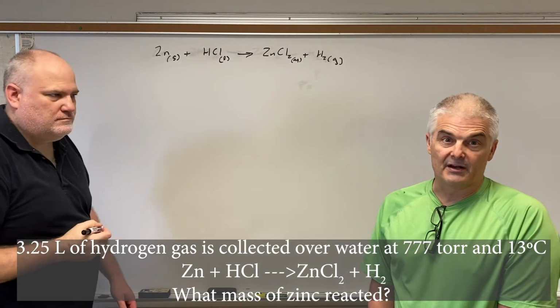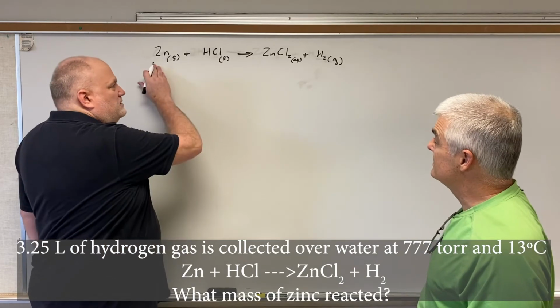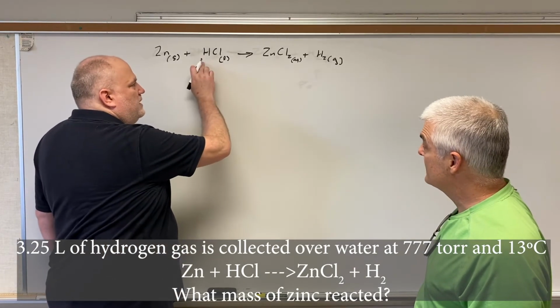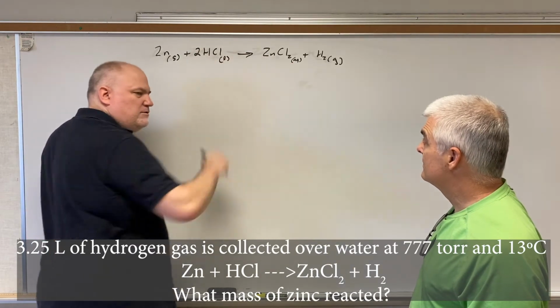Now, obviously, before we put any of the numbers in, we've got to know what the balanced equation is, right? Absolutely. And it's not balanced. One Zn here, one Zn here. One H here, two H's here. Fix that, yeah. Put a 2 here. Now we have 2 Cls here, 2 Cls here. I think we're good. We're good, okay.